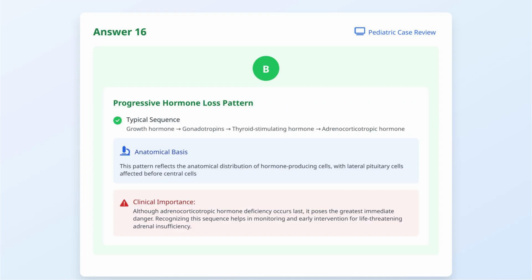The typical sequence of hormone loss follows: growth hormone first, then luteinizing hormone and follicle-stimulating hormone, followed by thyroid-stimulating hormone, and finally adrenocorticotropic hormone. This pattern reflects the anatomical distribution of hormone-producing cells, with lateral pituitary cells affected before central cells. Although adrenocorticotropic hormone deficiency occurs last, it poses the greatest immediate danger.